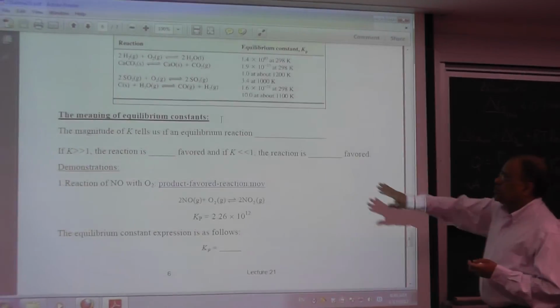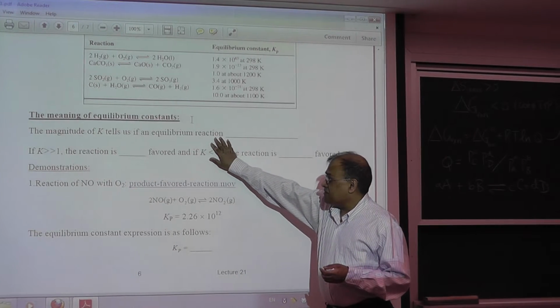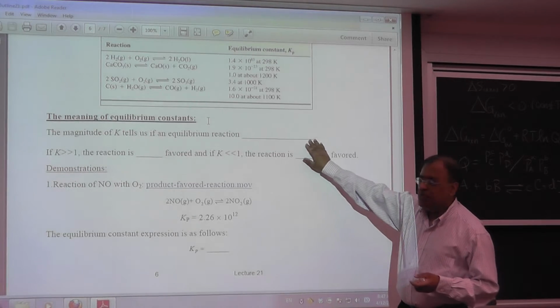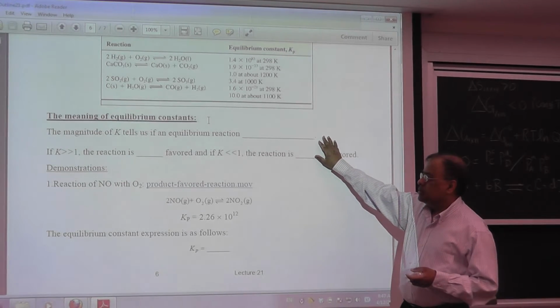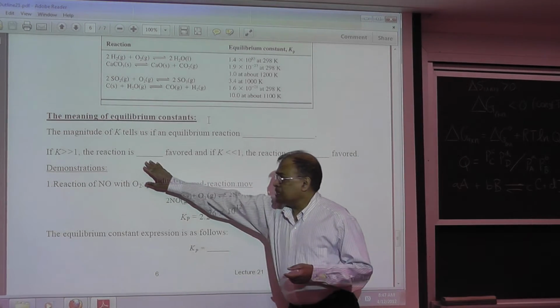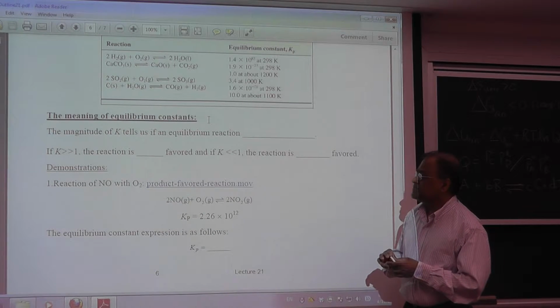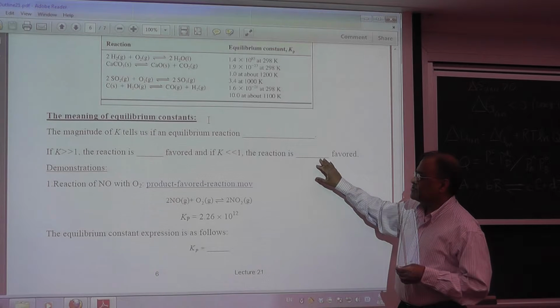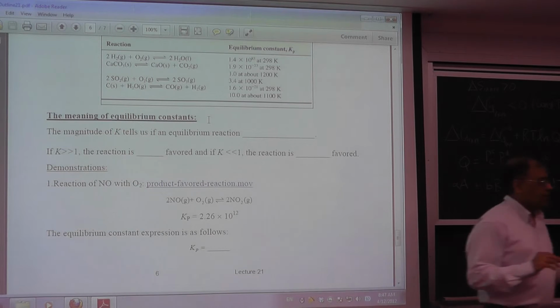So the magnitude of the equilibrium constant tells us if an equilibrium reaction is reactant favored or product favored. If K is much greater than 1, the reaction is product favored. If K is much less than 1, the reaction is reactant favored. So let's look at a reaction.